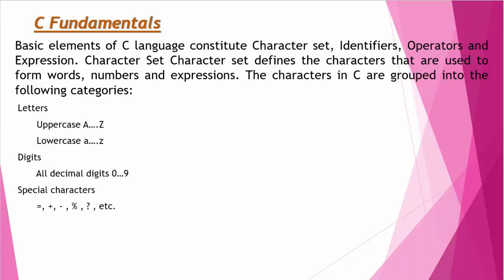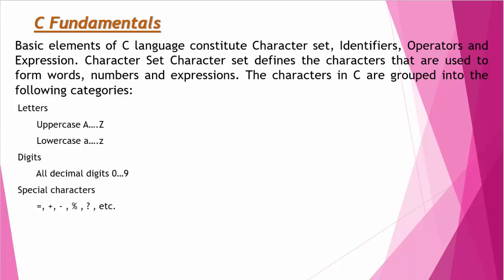So the basic elements of the C language are character set, identifiers, operators and expressions. These are the four basic things you need to know to learn every programming language, not only C. In C++, Java, PHP, Python, Perl, or a lot of other programming languages, you need to learn these four basic things: the character set, identifiers, operators and expressions.